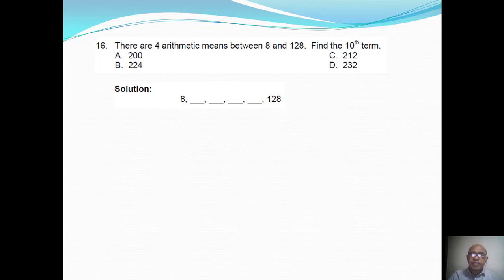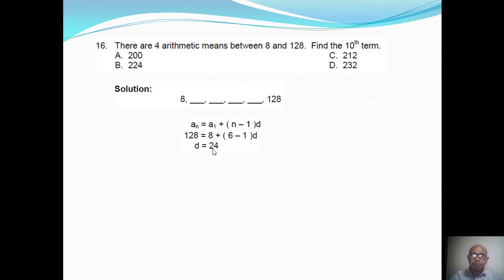So, the question is the 10th term, so we can solve first the common difference by using the n-th term formula. a sub n equal to a1 plus n minus 1 times d. Substituting values, we can solve for d equal to 24. Okay? So, the 6th term is 128, the first term is 8, then we have 6 minus 1 times d. So, d equal to 24.